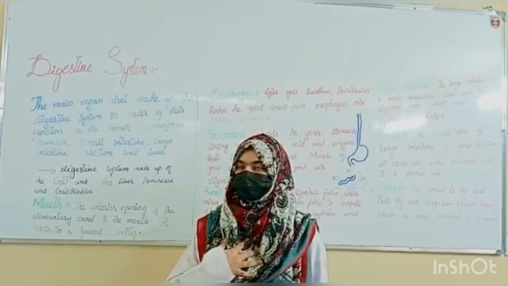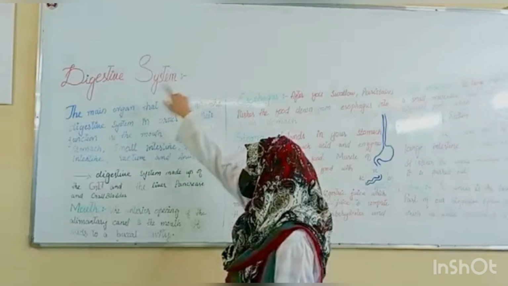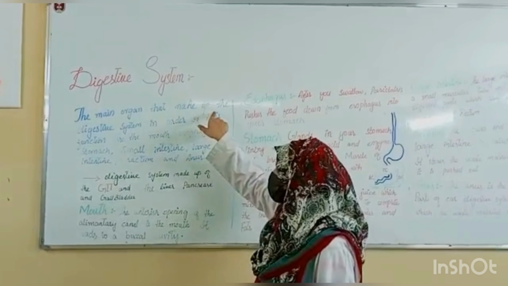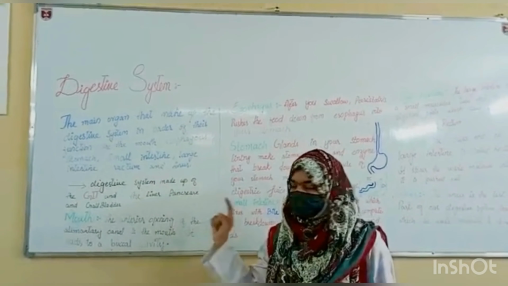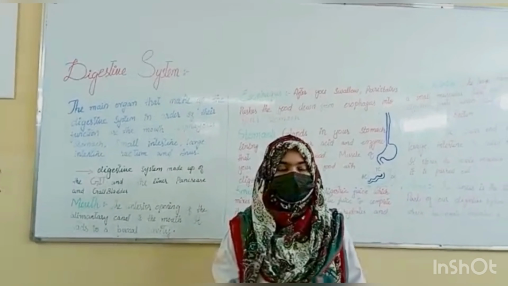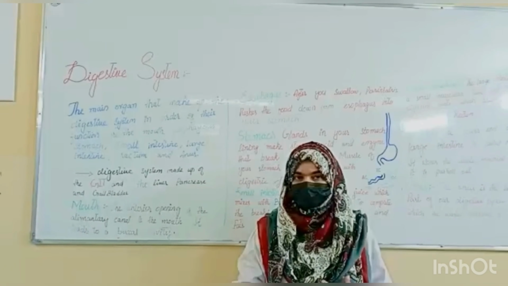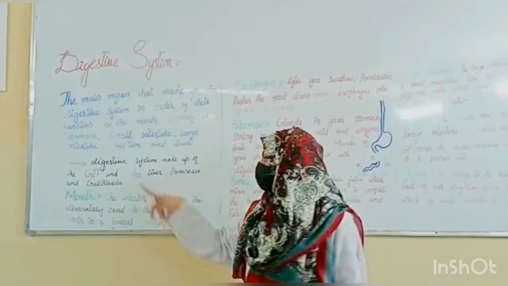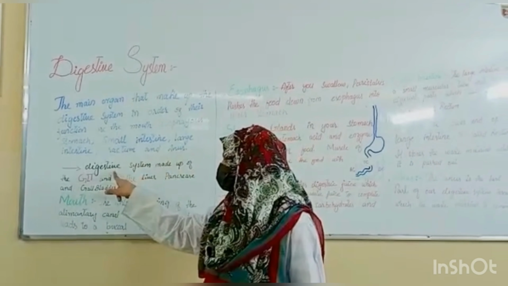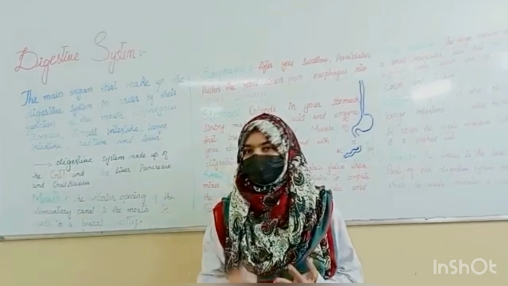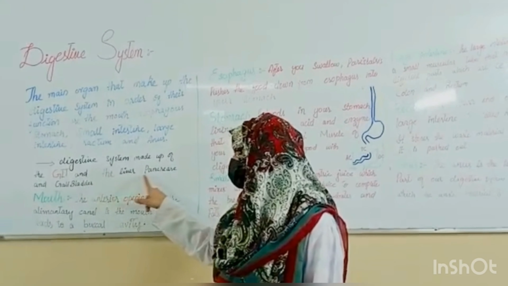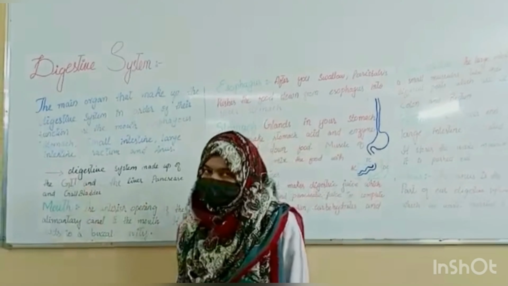Today my presentation topic is the digestive system. The main organs that make up the digestive system, in order of their functions, are the mouth, esophagus, stomach, small intestine, large intestine, rectum and anus. The digestive system is made up of the gastrointestinal tract and the liver, pancreas and gallbladder.